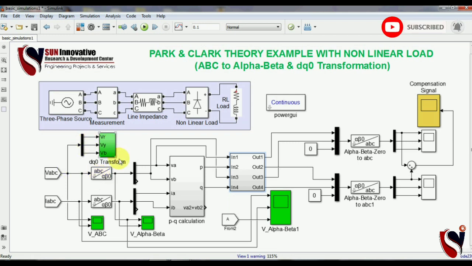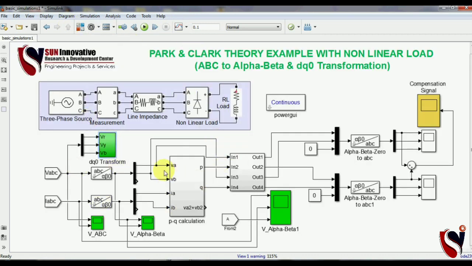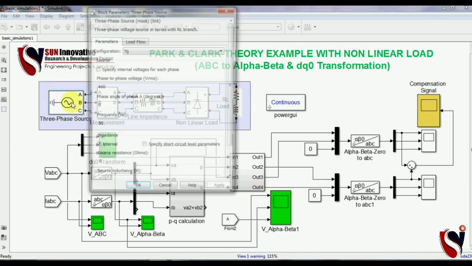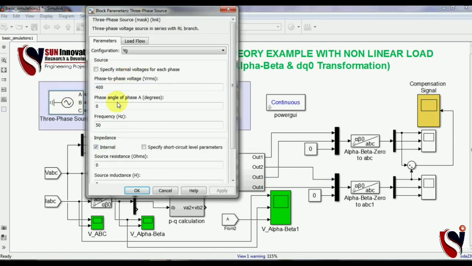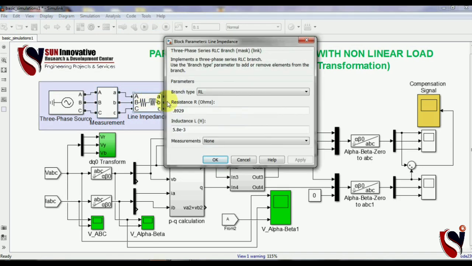That can also be explained by the program that I'm going to show you in this video, how it will be explainable to you, and what the advantages of the dq quantity are, which I'm going to explain to you. So I will show you this block. This is ABC to alpha, beta, and that signal goes to the dq, and here you can see the dq values. So all these arrangements are done here. Let me open every value of the block, so you can design this simulation.